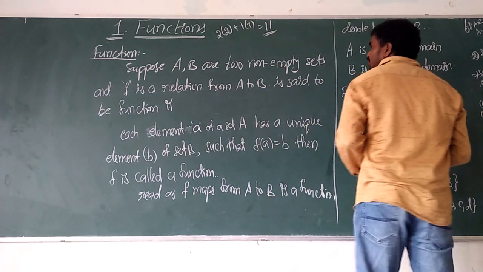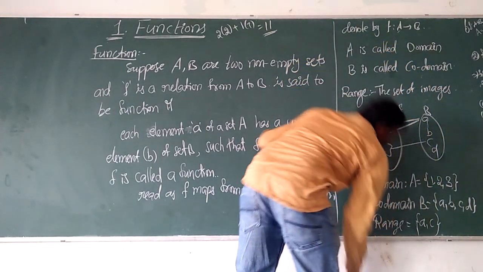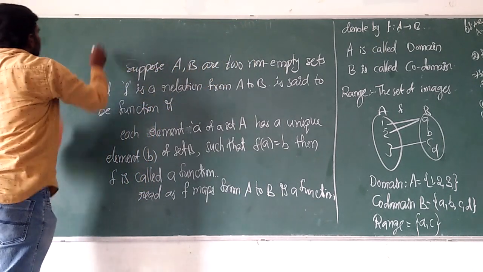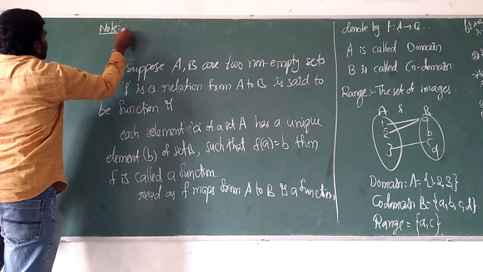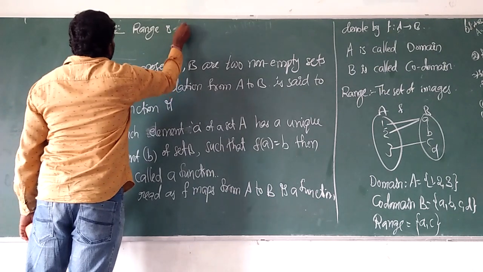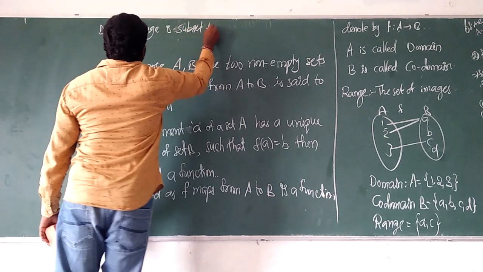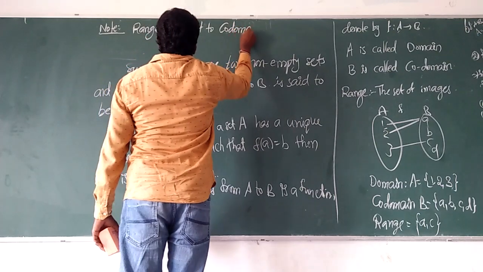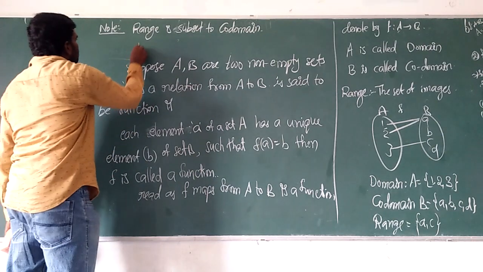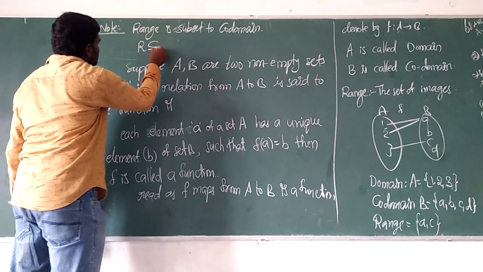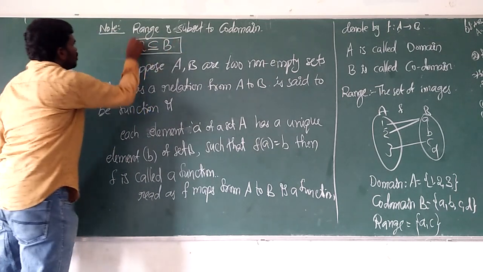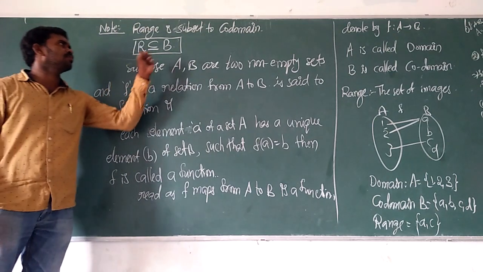So sometimes range is a subset of codomain. So that's why I'm going to give you a note. That is, range is a subset of codomain. So this is a very important definition. Simply, range is denoted by capital R. So the subset symbol is like this, and codomain is B. So R is a subset of B. R is nothing but range, B is nothing but codomain.